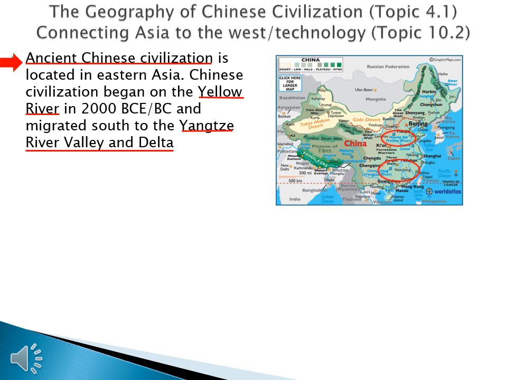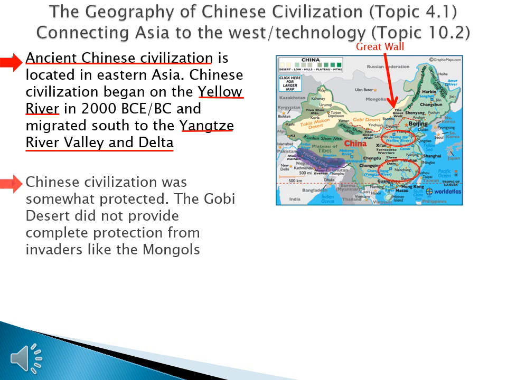A couple other important landmarks are the Himalaya Mountains, to the south of China, which separate China from India, and the Great Wall of China. Speaking of which, Chinese civilization was somewhat protected. The Gobi Desert did not provide complete protection from invaders like the Mongols.